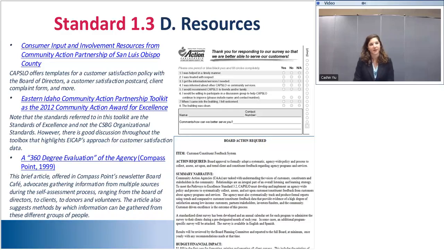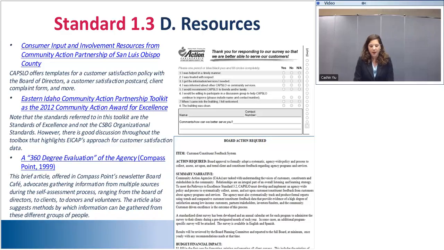The second is from the ICAP toolkit that I mentioned earlier. When they won the Award of Excellence, they provided some best practices, and the screenshot here is an example of a board action that they wrote out that could be used as a template for others, as well as really thinking through what a board policy for customer satisfaction data could look like.